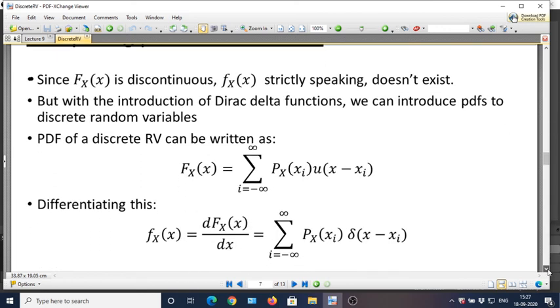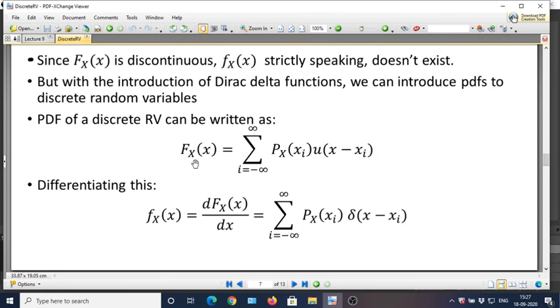Now formally we can differentiate this function. If you differentiate this function, we get the probability mass function for the discrete valued random variable. These weights are just constants, and we have to differentiate the unit step functions. A unit step function on differentiation leads to the Dirac delta function of this form. So formally we can write a density function for a discrete valued random variable in this manner. But generally we will work only with the mass function.